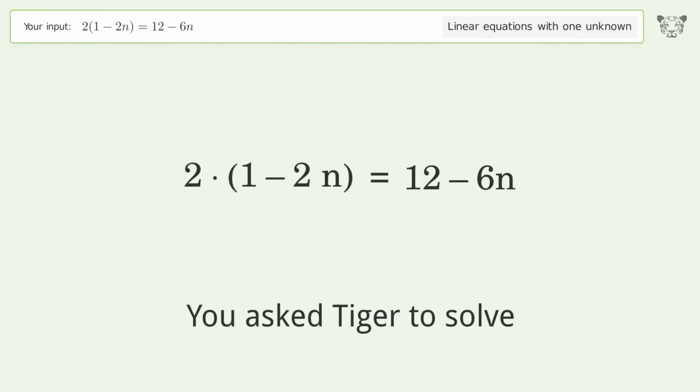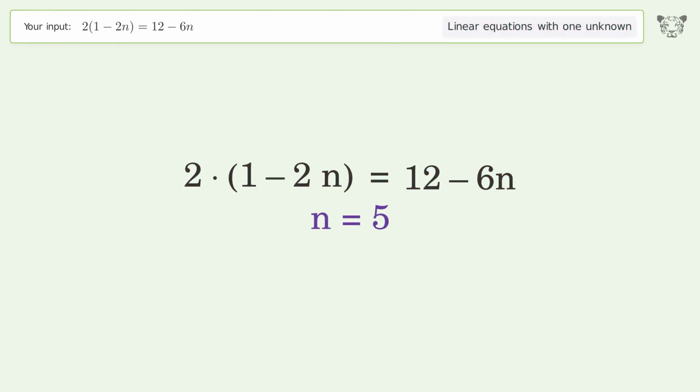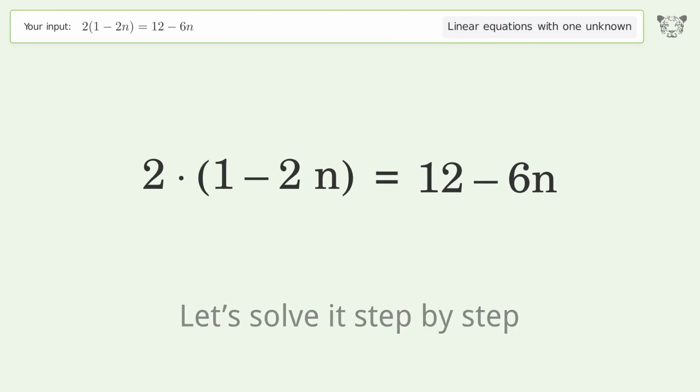You ask Tiger to solve this. It deals with linear equations with one unknown. The final result is n equals 5. Let's solve it step by step.